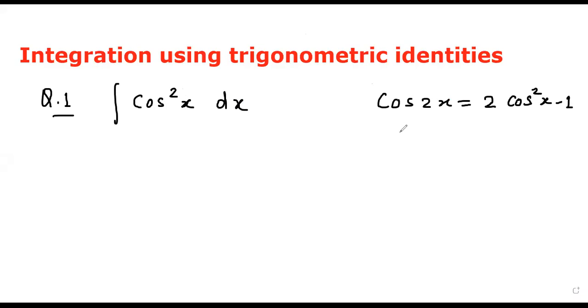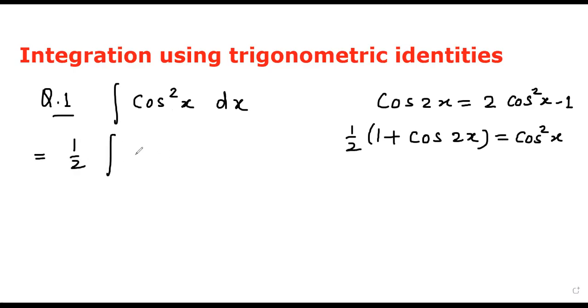So what we can do, we can shift 1 to LHS. So 1 plus cos 2x, and we divide it by 2. Then we get cos square x. So in place of cos square x, we can write this thing. So it will become 1 by 2 integration 1 plus cos 2x dx.